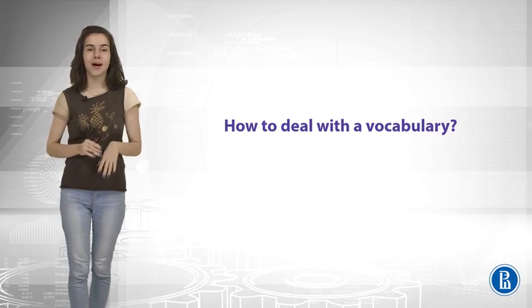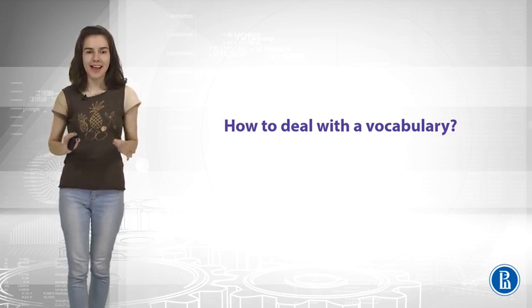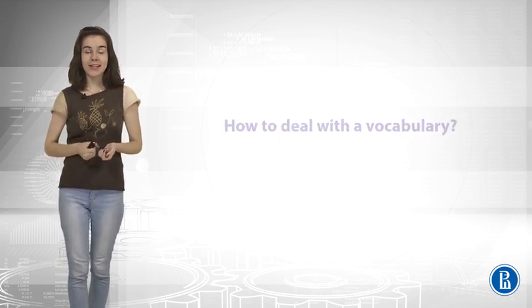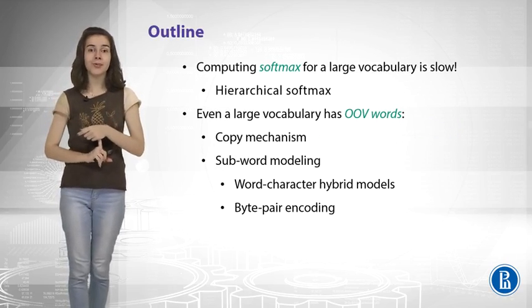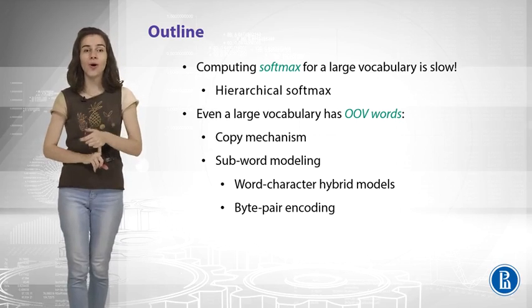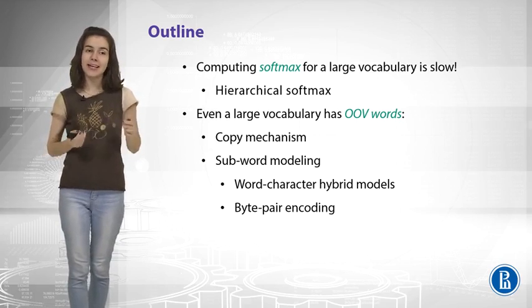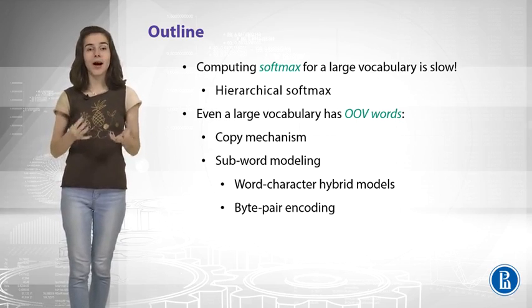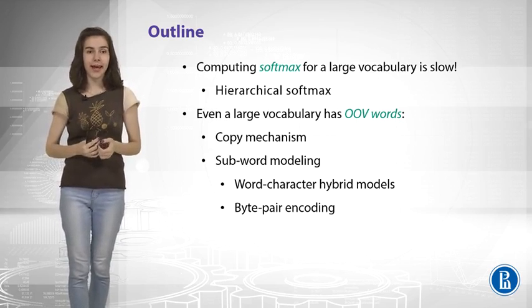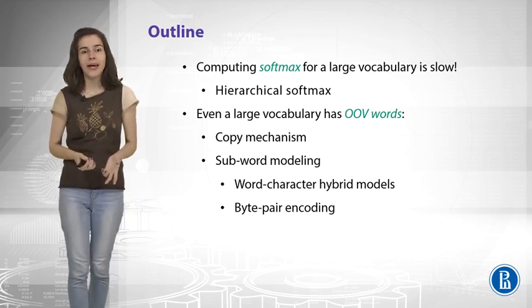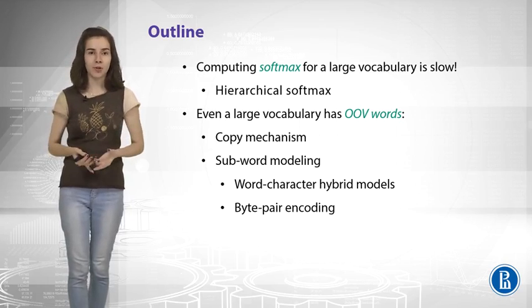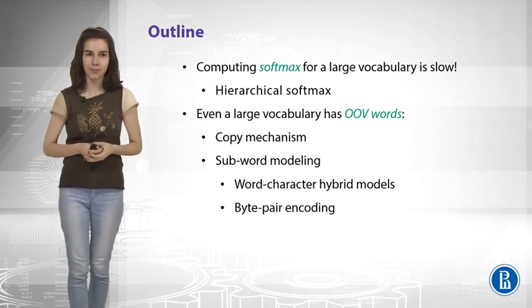This video is about all kinds of problems that you can have with vocabulary in machine translation. First, vocabulary is usually too large, and it is too long to compute softmax. Second, vocabulary is usually too small, and you have out-of-vocabulary words, and you need somehow to deal with them. And you have a whole range of different tricks for neural language modeling and machine translation.